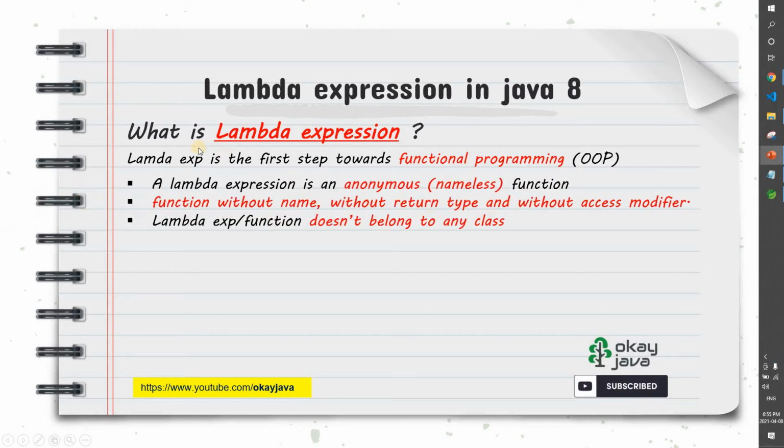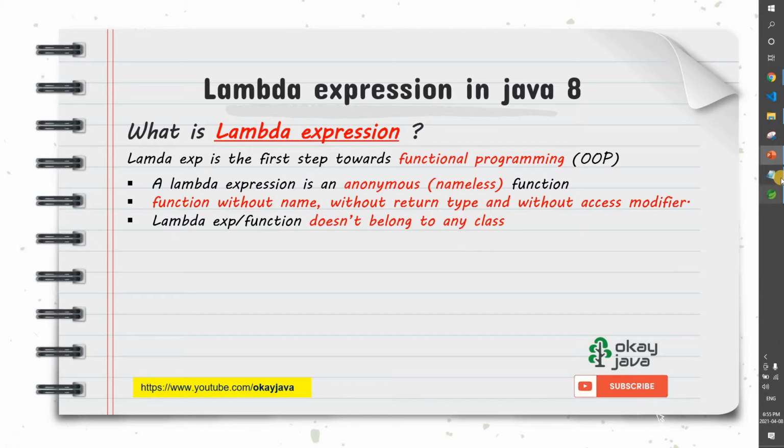Now let's have a look at the definition of lambda expression. Lambda expression is an anonymous function. Anonymous means a function without a name, without a return type, and without an access modifier. Lambda expression does not belong to any class.